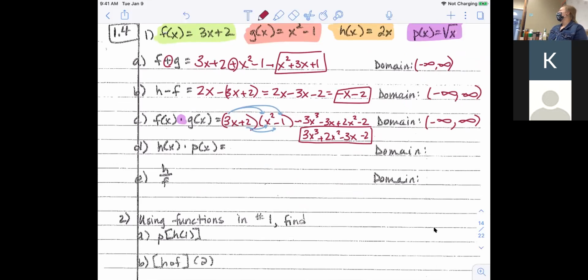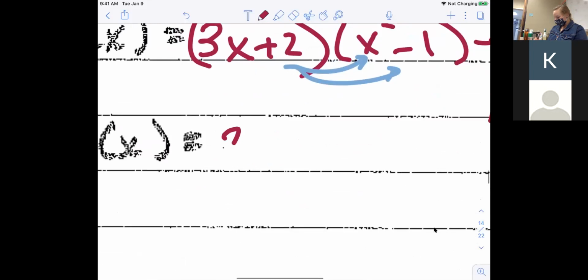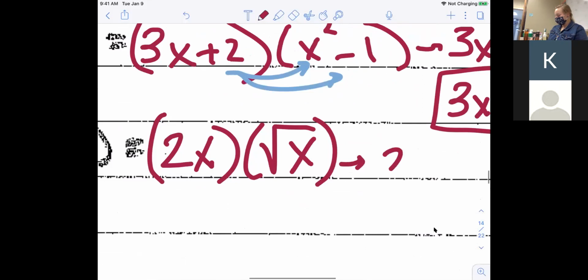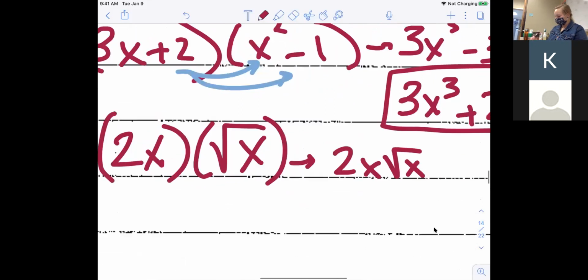Good. Now I'm gonna do h of x times p of x. So I haven't looked at those yet. I'm gonna do 2x times radical x. You can't simplify that anymore because I cannot multiply 2x times something in the radical. It's just going to be 2x times radical x.